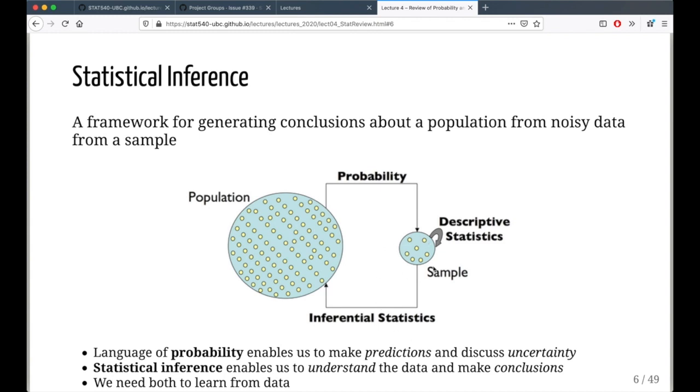So when we draw our sample from our population, we're learning about the population through the sample, assuming some sort of probability model that governs how that sample behaves, and then using that to learn and make conclusions, using inferential statistics to generalize to the population as a whole. So we really need both the probability and the statistics in order to learn from data.